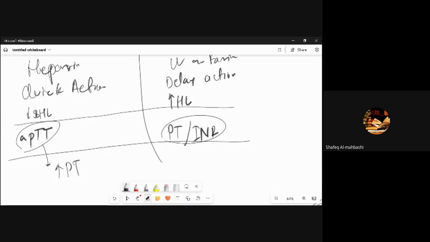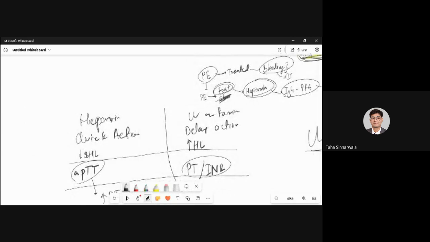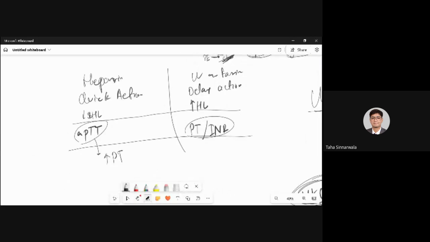I think it will increase APTT, but after a while it will increase PT. I read it in your word, but I don't know why. So the idea is that because it's decreasing the coagulation factors, it will technically increase both the PTT and the PT, and that is the same for warfarin. It will actually increase the APTT too. So it will increase both of these.